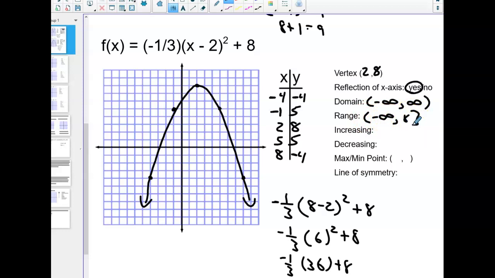It's increasing from negative infinity to 2. It's going up from the left side of the graph to the vertex. So it's negative infinity to 2, increasing, and then obviously it decreases from 2 to infinity. Since we're going up and then down, this is a max point. And the vertex is your max point, and the line of symmetry is x equals 2.